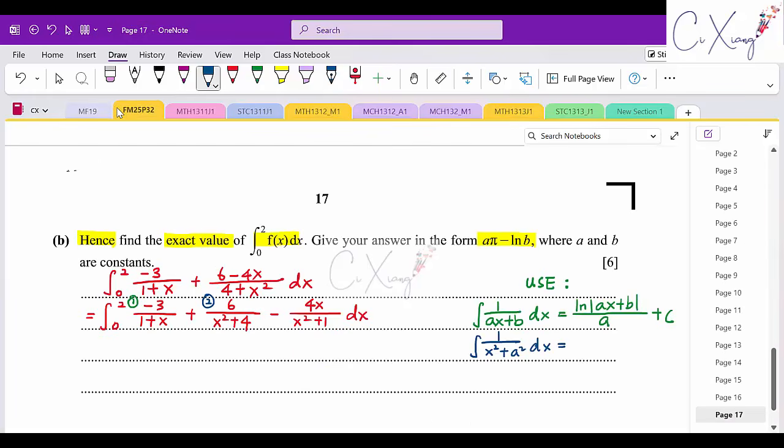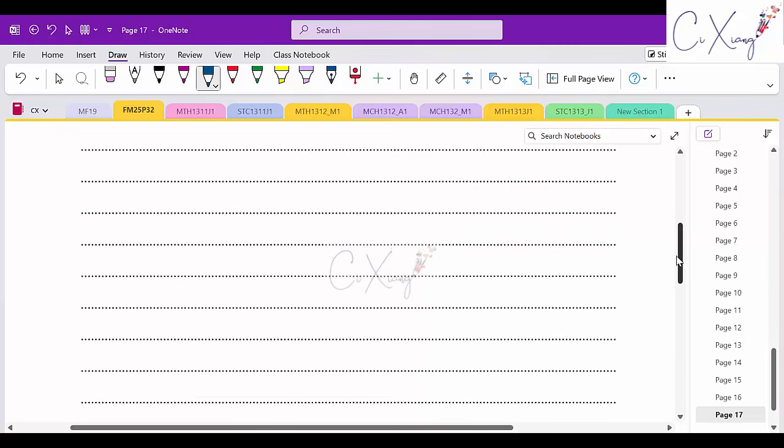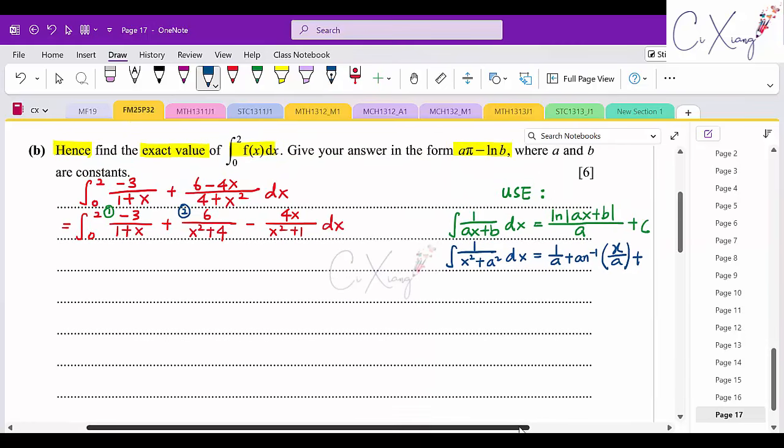Okay, so going back to our example, you should know that the integration of 1 over x squared plus a squared is 1 over a tangent inverse of x over a, plus c.